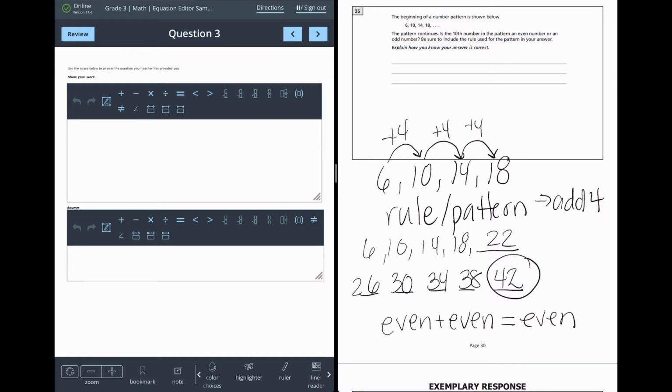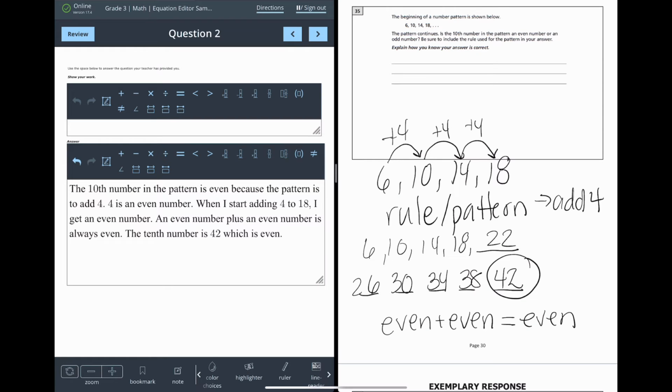So how do I put that into words? Here's my answer. The 10th number in the pattern is even because the pattern is to add 4. 4 is an even number. When I start adding 4 to 18, I get an even number. An even number plus an even number is always even. The 10th number is 42, which is even.